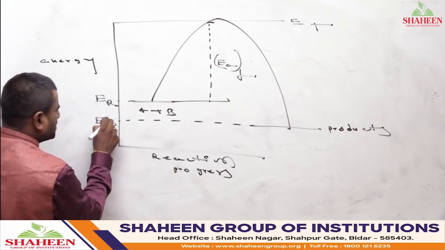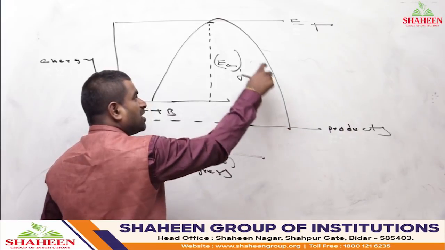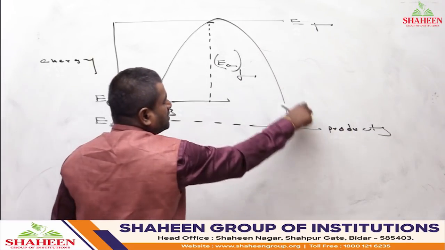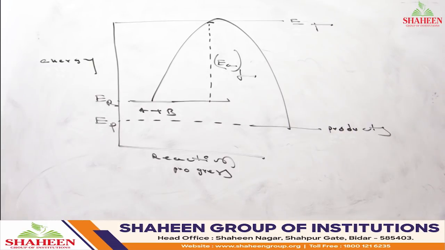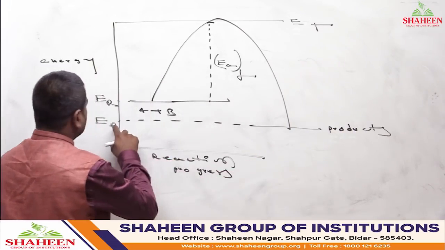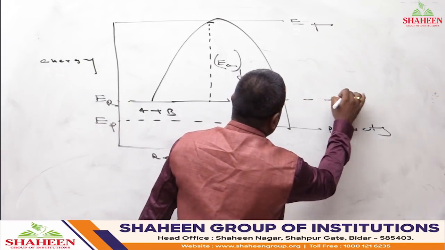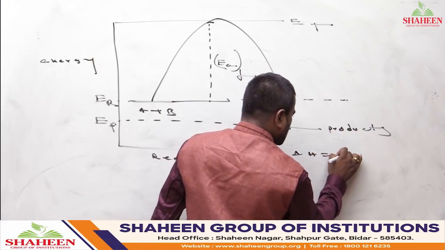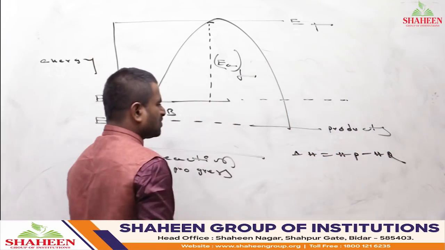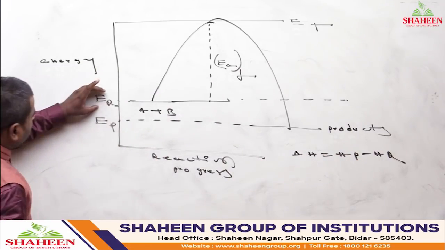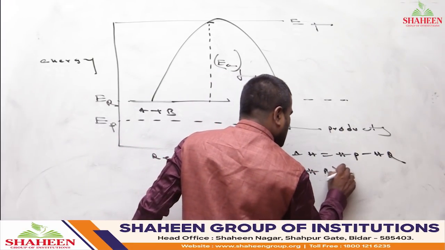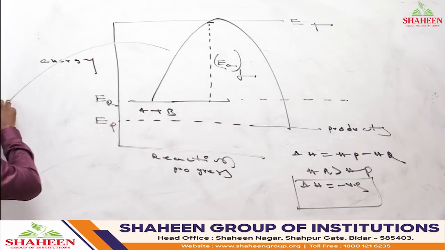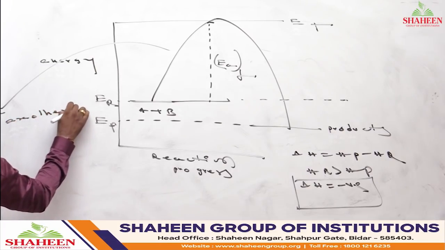The energy of the product is EP, which is less, because after formation of product the energy decreases; bond making means energy decreasing. That's why the product energy is less than the reactant energy. The change in enthalpy, delta H, is equal to HP minus HR according to thermodynamics. Here the reactant energy is more than the product energy, therefore HR is greater than HP, so delta H is negative. That's why this graph indicates an exothermic reaction graph.